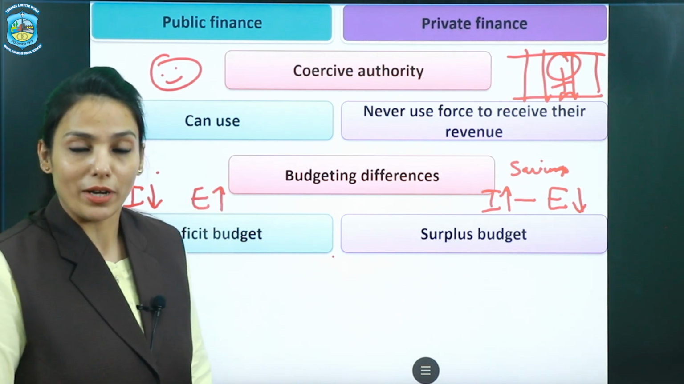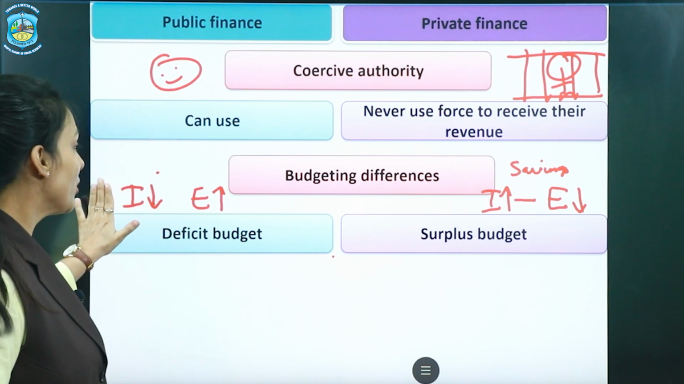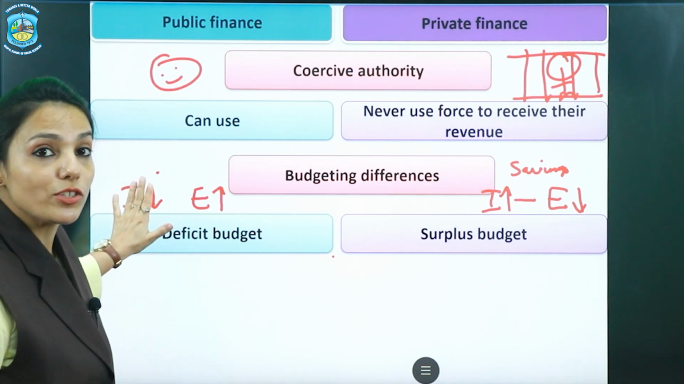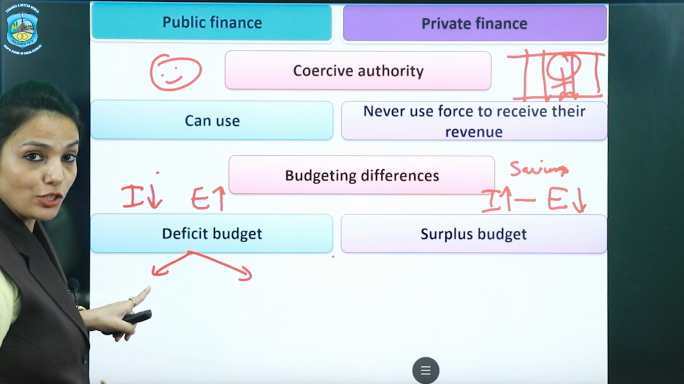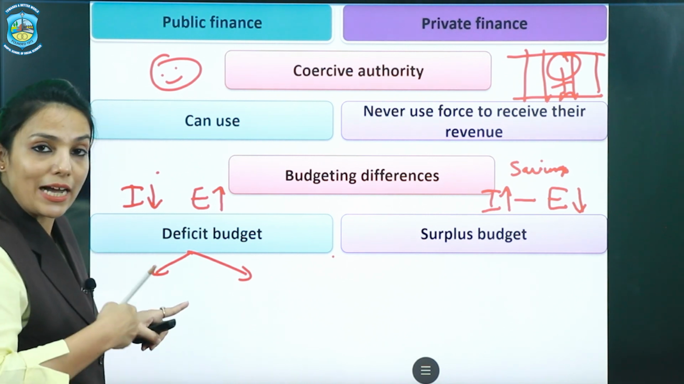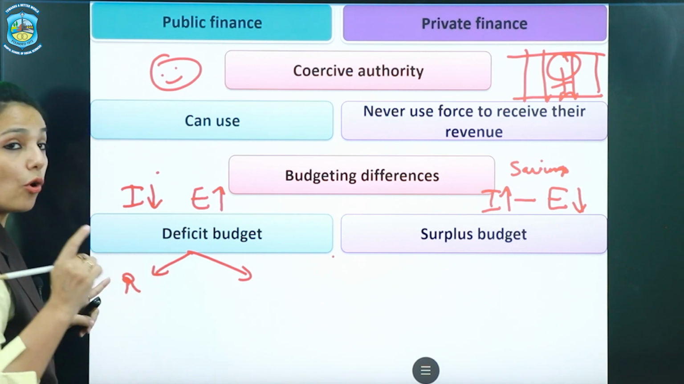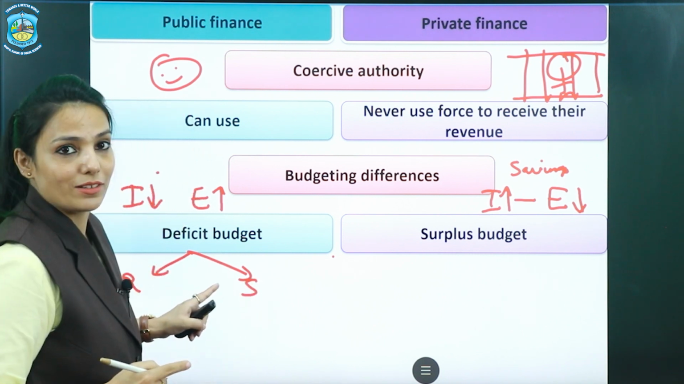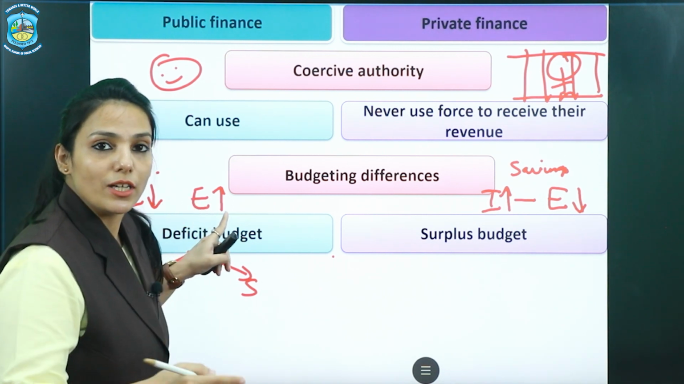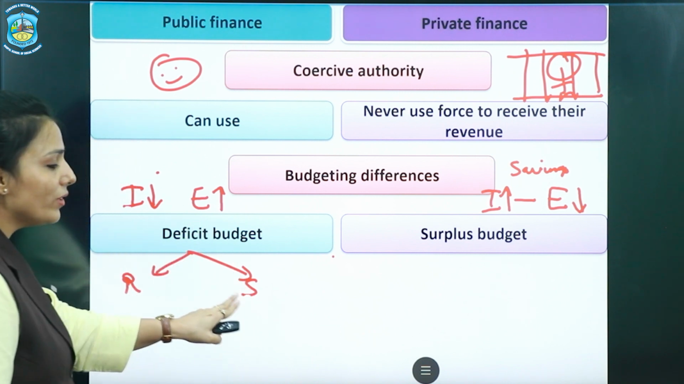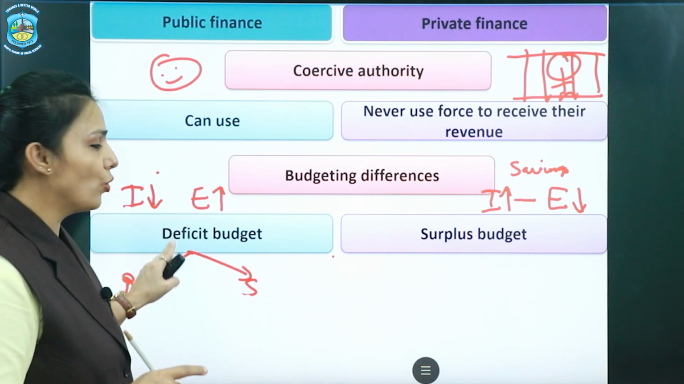If there is a surplus budget, it will indicate two things. If the government's budget is a surplus budget, it will indicate firstly, either they have charged more taxes, direct and indirect taxes, than was required, or they have not spent the money so received through various sources on the welfare of people. So in both the situations, it will have a negative impact. That is why the government does not want to go for a surplus budget.